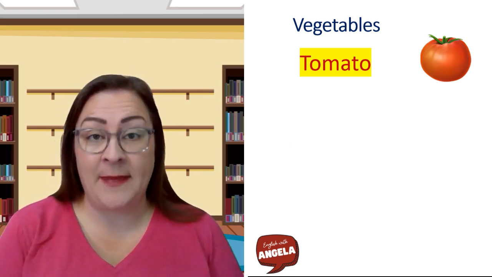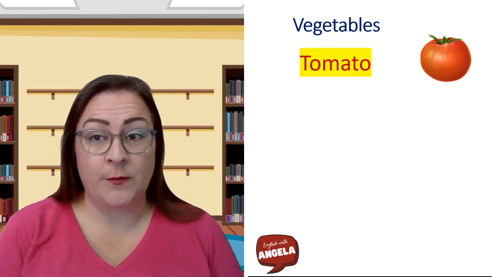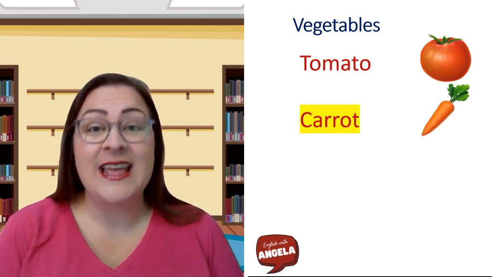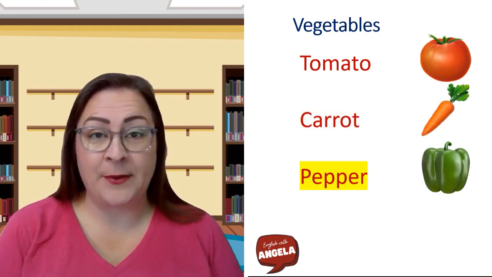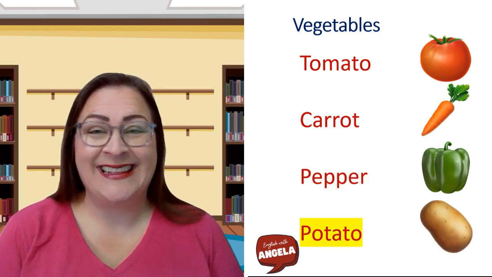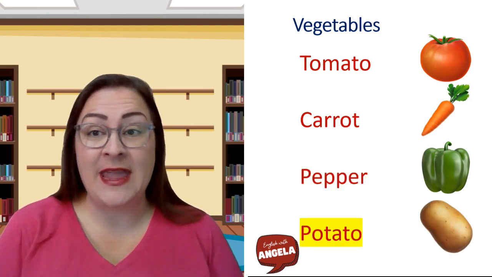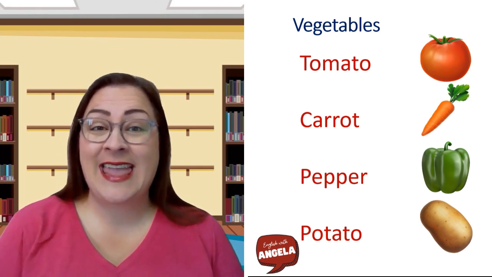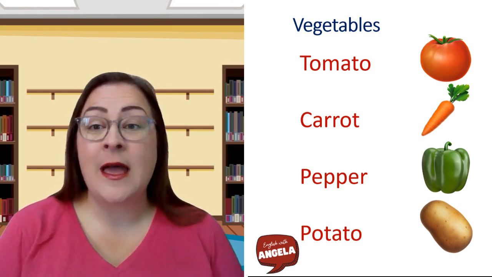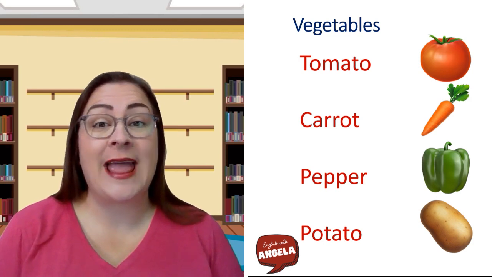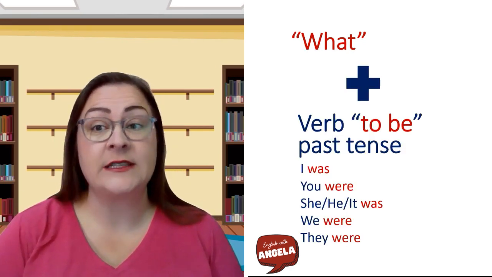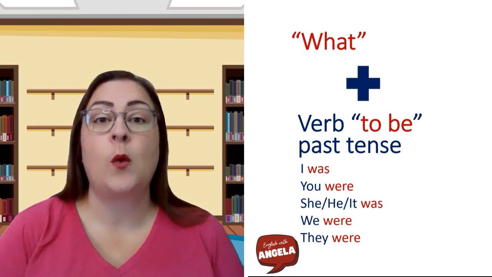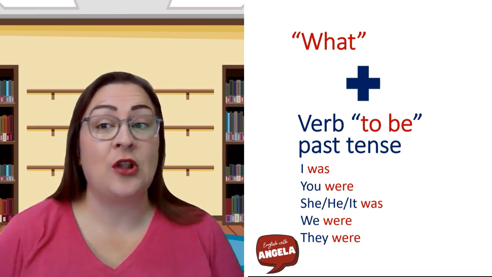So we have tomato, carrot, pepper, potato. Excellent. So tomato, carrot, pepper, and potato. So we're going to practice what with the past tense verb to be. Okay, so what was, what were. We're going to practice that today along with our vegetables.